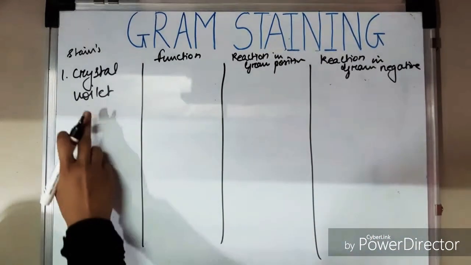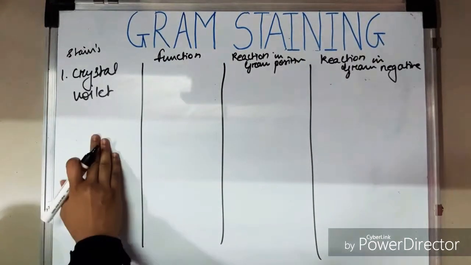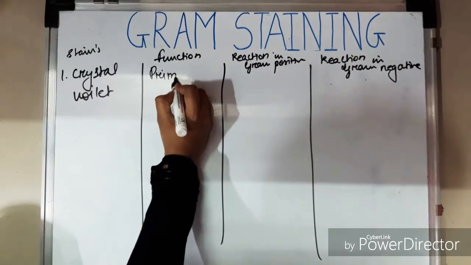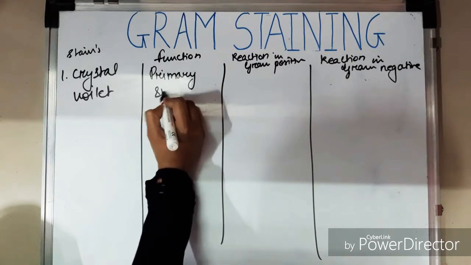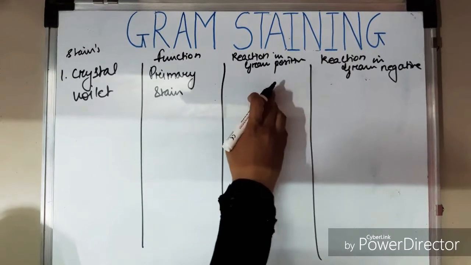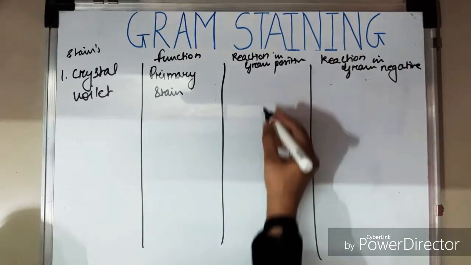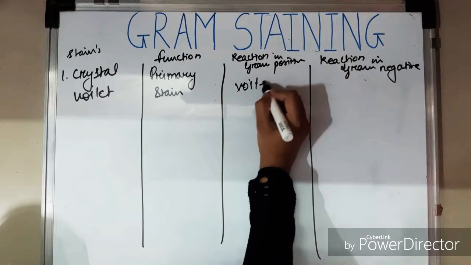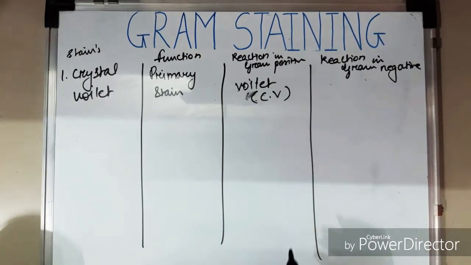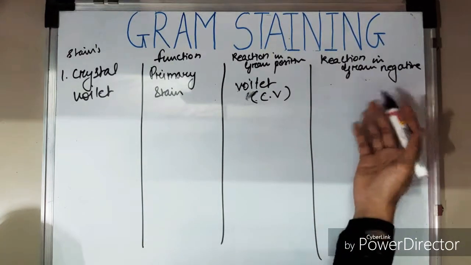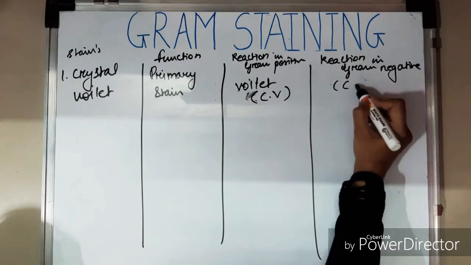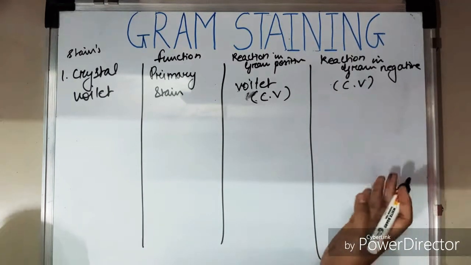First stain which is used is crystal violet. Crystal violet here in gram staining is the primary stain used. The function of this stain is a primary stain. So in the reaction in gram positive bacteria, a violet color complex is formed, crystal violet. And in gram negative bacteria also the violet color complex is formed, the CV, crystal violet complex.